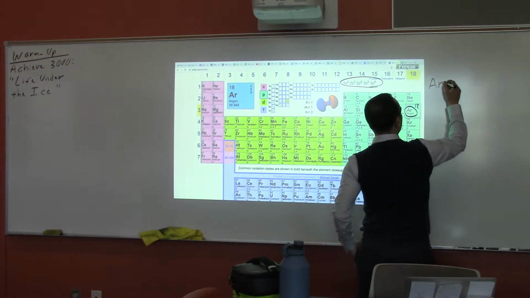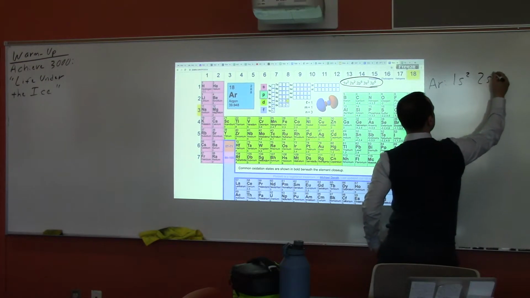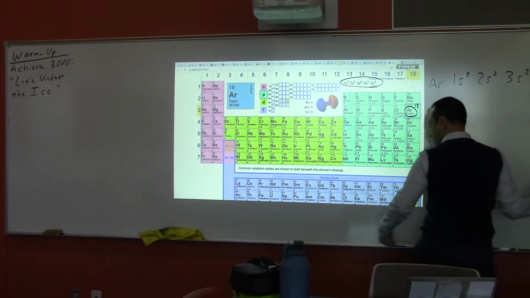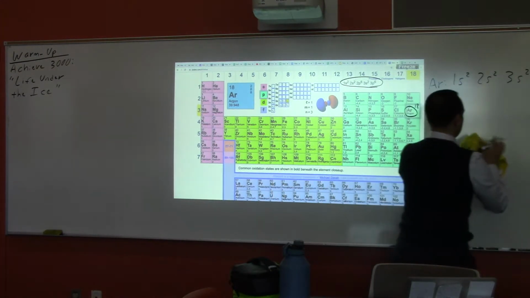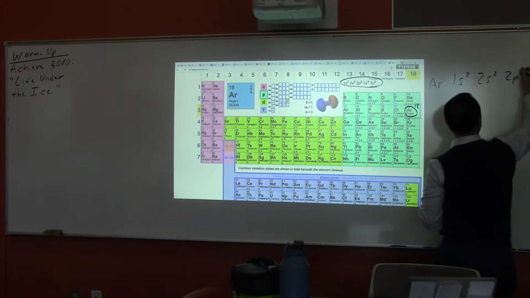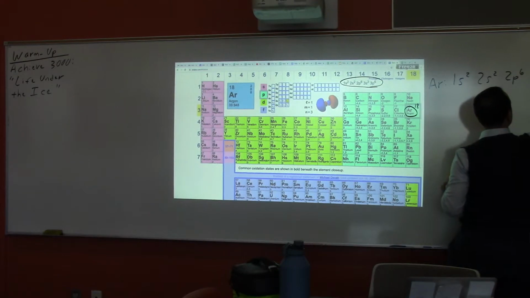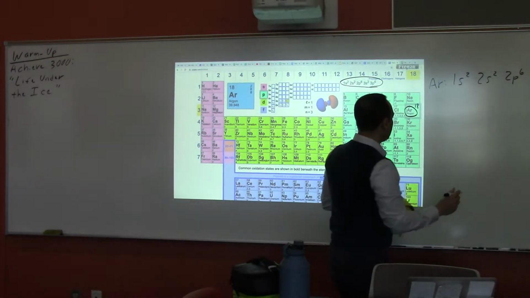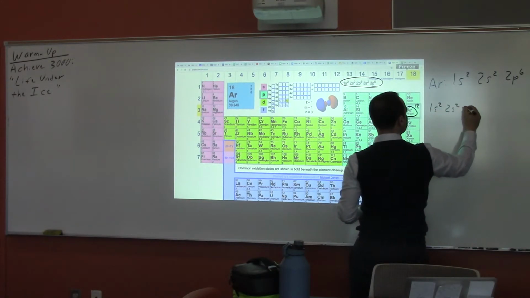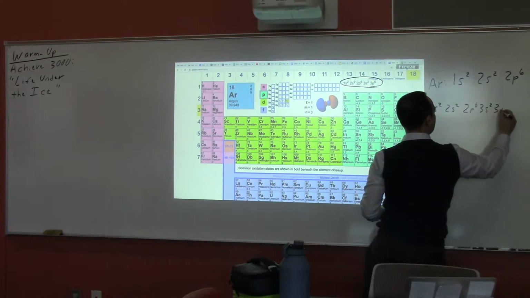So argon has this electron configuration, 1s2, 2s2, 2p6, 3s2, 3p6. And in case that gets cut off in the video, I'm going to write it again below. 1s2, 2s2, 2p6, 3s2, 3p6.